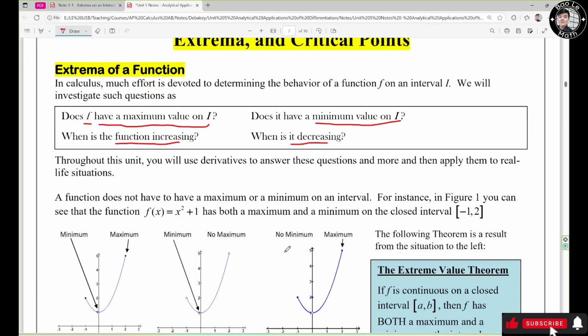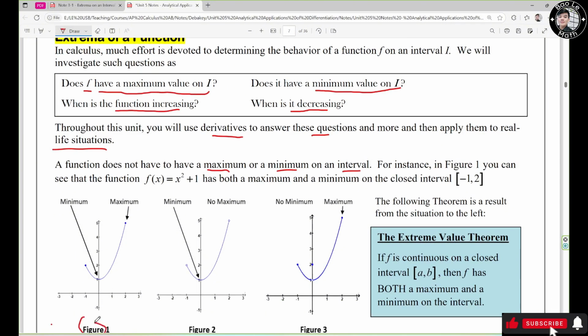Throughout the unit, you will use derivatives to answer these questions and more, and then apply them to real life situations. A function does not have to have a maximum or a minimum on an interval. For instance, in figure number 1, you can see that the function f(x) equals x squared plus 1 has both a maximum and a minimum on the closed interval -1 to 2. This one is the maximum. This one is the minimum.